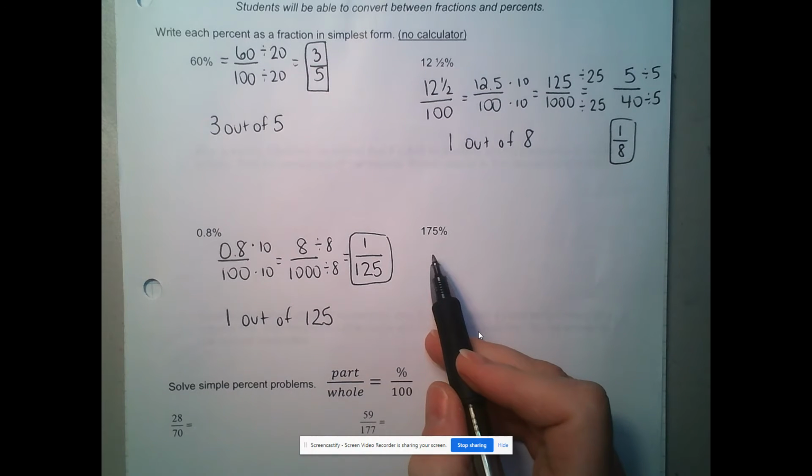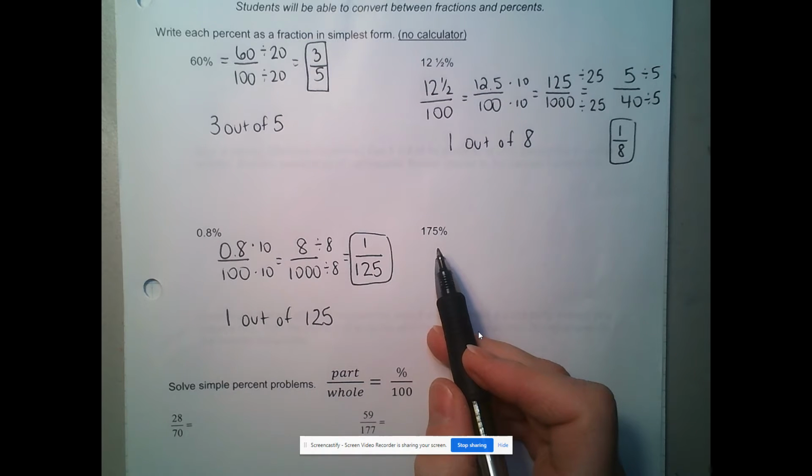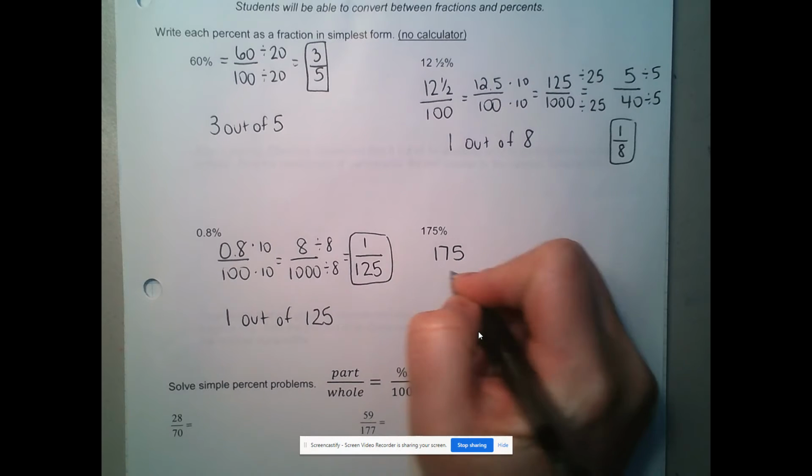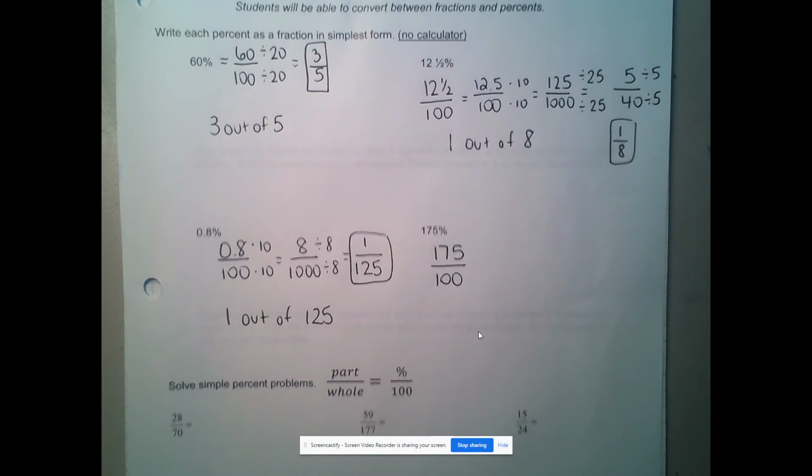Now, what happens if something is more than 100%? This happens when we change the price of something as a business. So you might buy an item and pay $10 to get the item into your store, but then you sell it for $17.50. So you're selling it for more than you paid for it. So 175% is still per 100. What you're saying is I'm charging the customer more than I paid to get it in the store, which is how we make a profit.